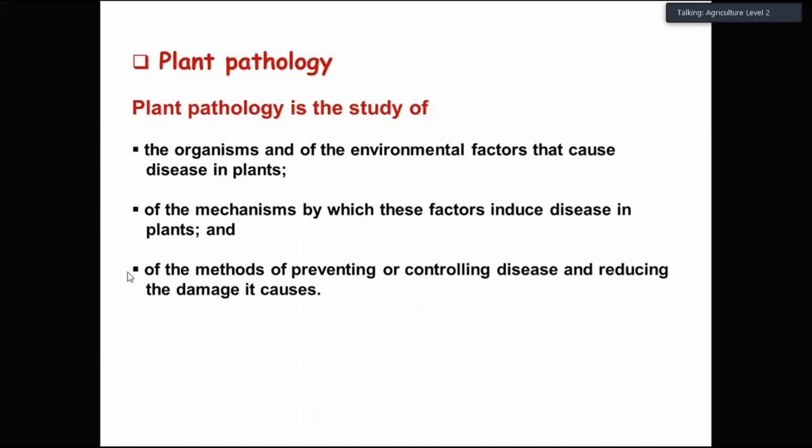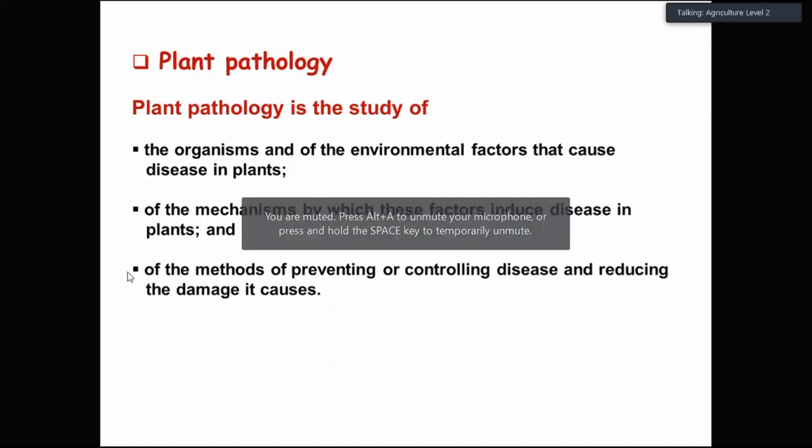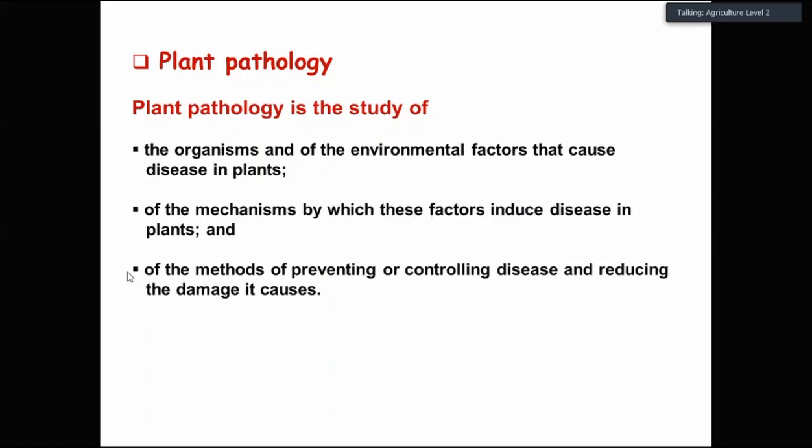So plant pathology is the study of the organisms and of the environmental factors that cause disease in plants. So the subject deals with the organisms and the environmental factors that cause disease in crop plants or any plants, and how these organisms or factors cause or induce disease in the crop plants or plants. And finally, the methods of preventing or controlling the diseases or reducing the damage caused by them. So three basic things.